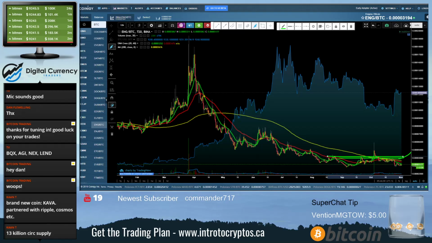Brand new coin, Kava, partnered with Ripple. 13 killion circulation supply.